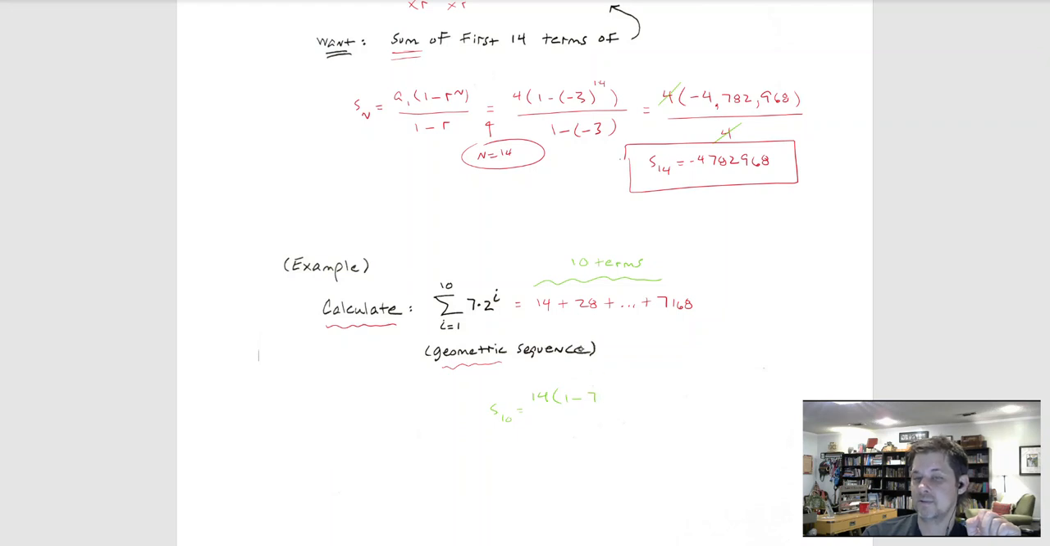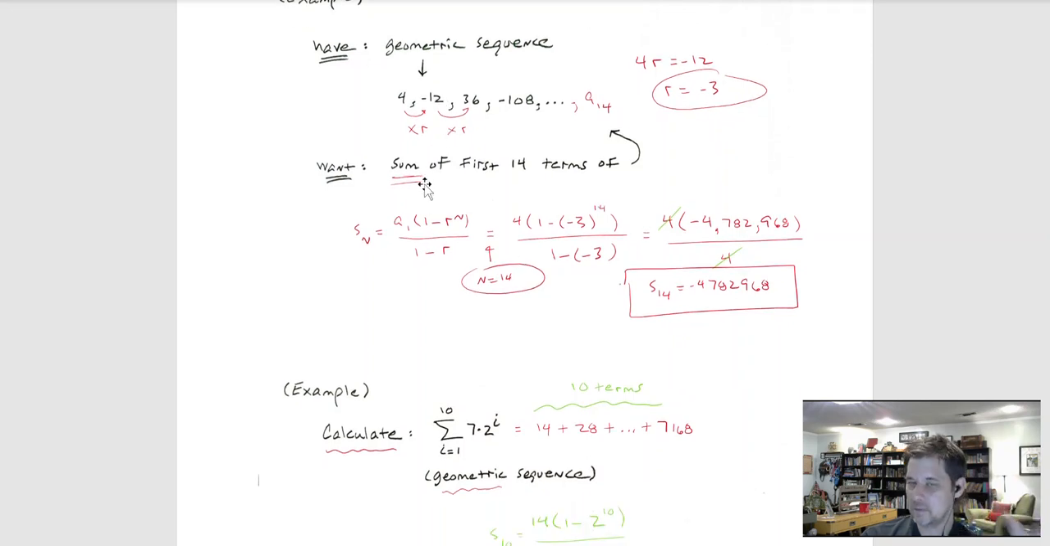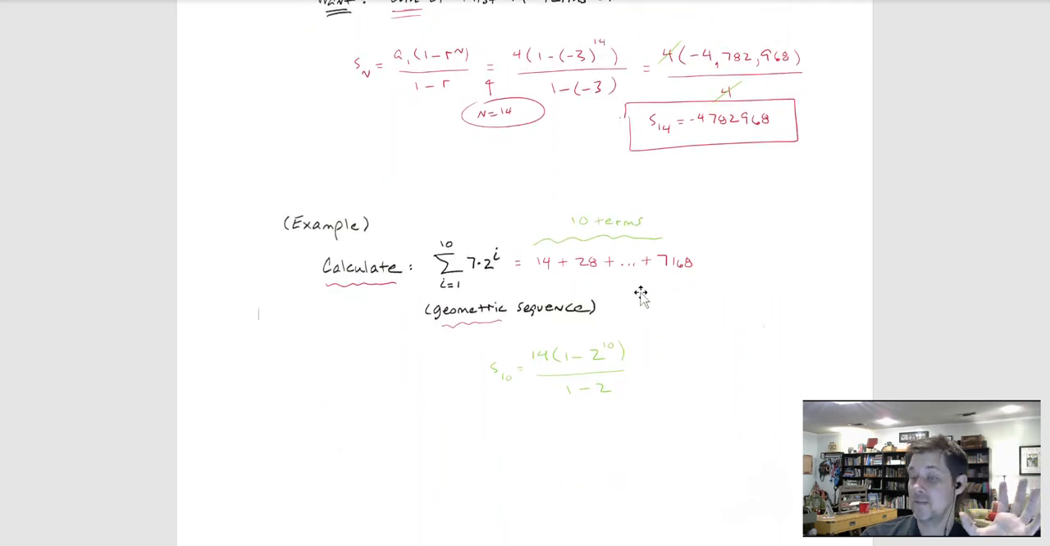It's 7. Okay, or sorry. It's 2. So 2 to the 10th power over 1 minus 2. There it is. It's a geometric sequence. First term is 14. r is equal to 2. Okay, so I use this same formula. Even though these look different, and sound a little bit different when you read them, they're the same kind of question.